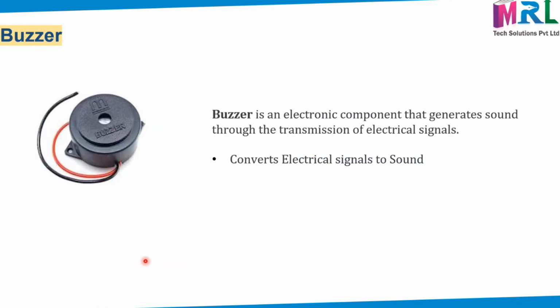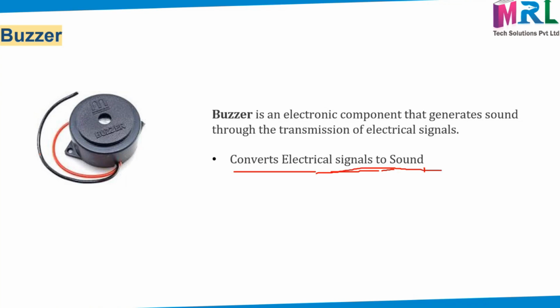Buzzer. Buzzer is a very interesting component. So many have used the buzzer. The buzzer will produce the beep sound, right? So that's why it's called buzzer. It produces the sound. How does it produce the sound? You know that? It converts electrical signals to sound. So here is the one line you can write, this simple line: A buzzer converts electrical signals to sound.